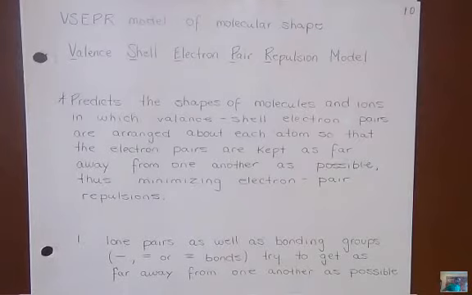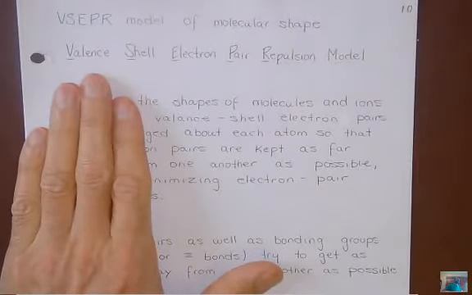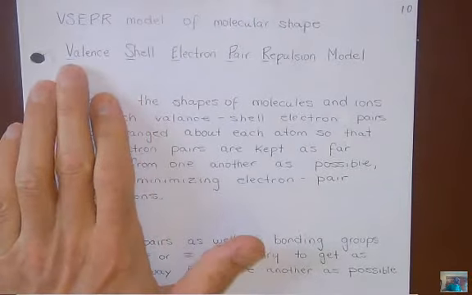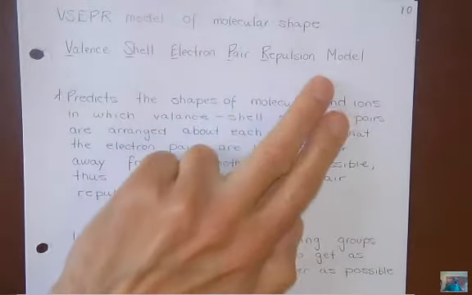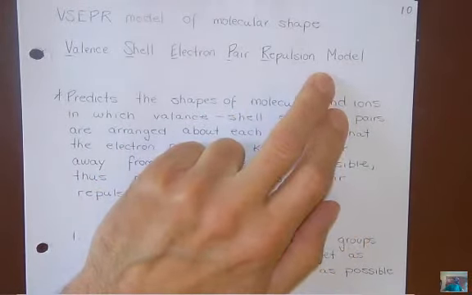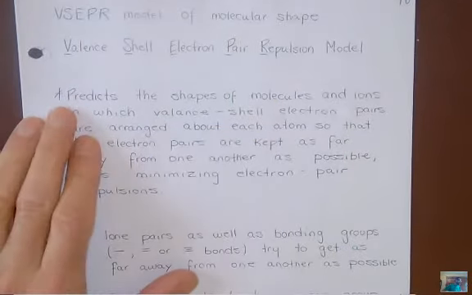Chapter 10 is on bonding, and the specific topic that we're going to talk about is called VSEPR theory, or the VSEPR model of molecular shape. VSEPR stands for valence shell electron pair repulsion model. It's a lot to swallow, but we'll go through it slowly and it'll make a lot of sense. It's really very practical. So what is it for?